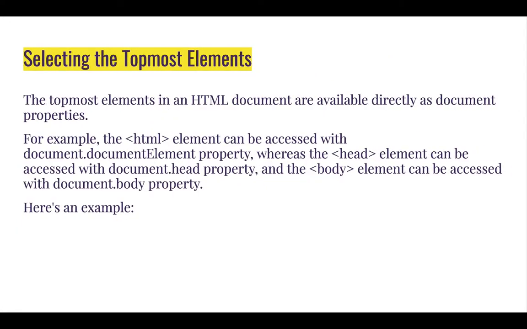The topmost elements in an HTML document are available directly as document properties. For example, the HTML element, that is the root element, can be accessed with the document.documentElement property, whereas the head element can be accessed with the document.head property, and the body element can be accessed using the document.body property. Here's an example.